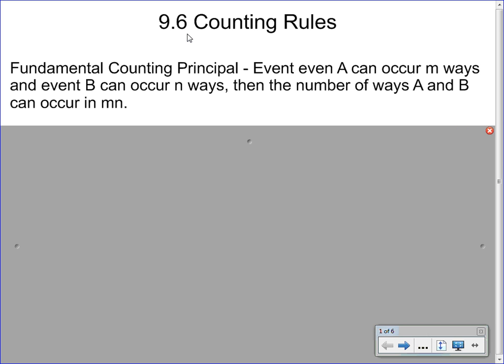If event A can occur n different ways, and event B can occur n different ways, then the event A and B together is going to occur n ways.